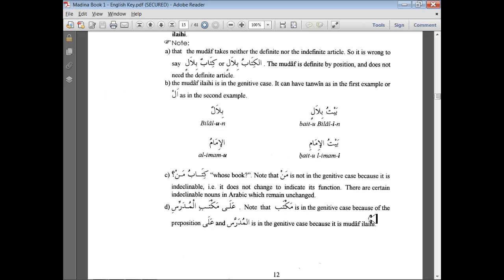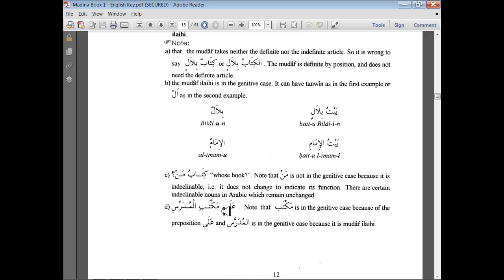Then in the next instruction, sometimes if a harf, which is a factor, comes in front of the idafa construction, which is the mudaf and mudaf ilayh, then that factor will affect the mudaf. In this case, ala, which is one of the huruf al-jar, which we studied in the last lesson, because it came before the maktab here, it changes. Instead of taking the dhamma, it is going to take a kasra. Ala maktabi, ala maktabil mudarisi.